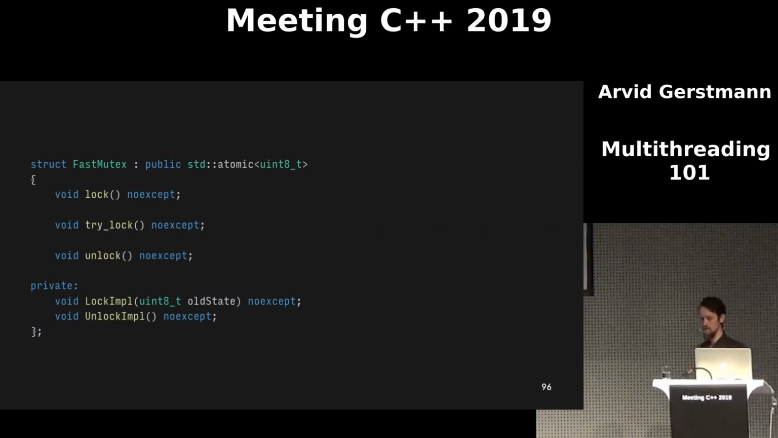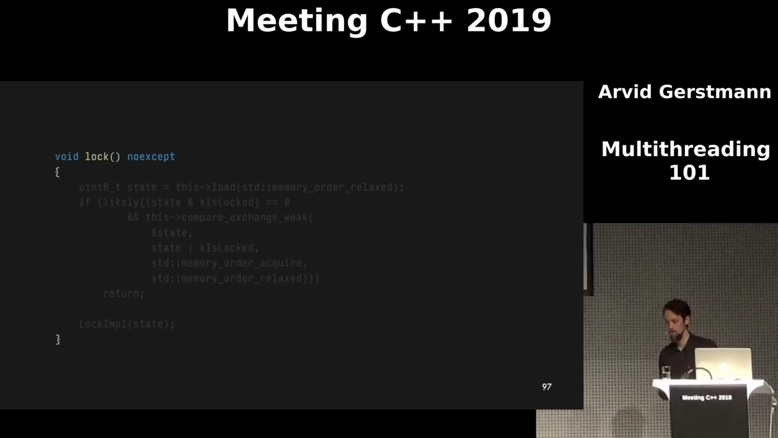We're using the same interface as before, lock, try lock, and unlock, and we're again inheriting from std atomic. And we have two helper functions, lock impl and unlock impl, which are the actual implementations. We'll see where we're still inheriting from the atomic interface in a second. But first, let's have a look at the lock function.